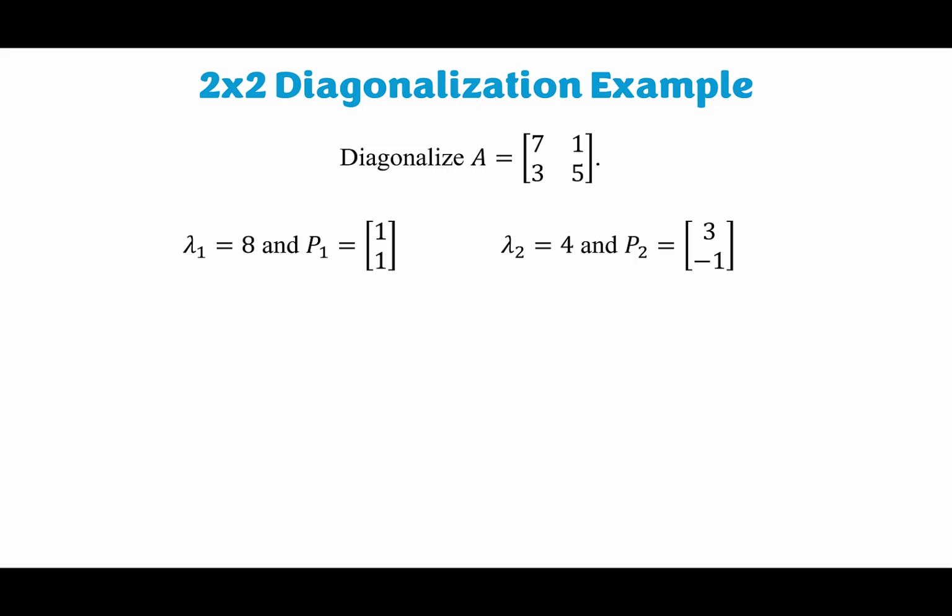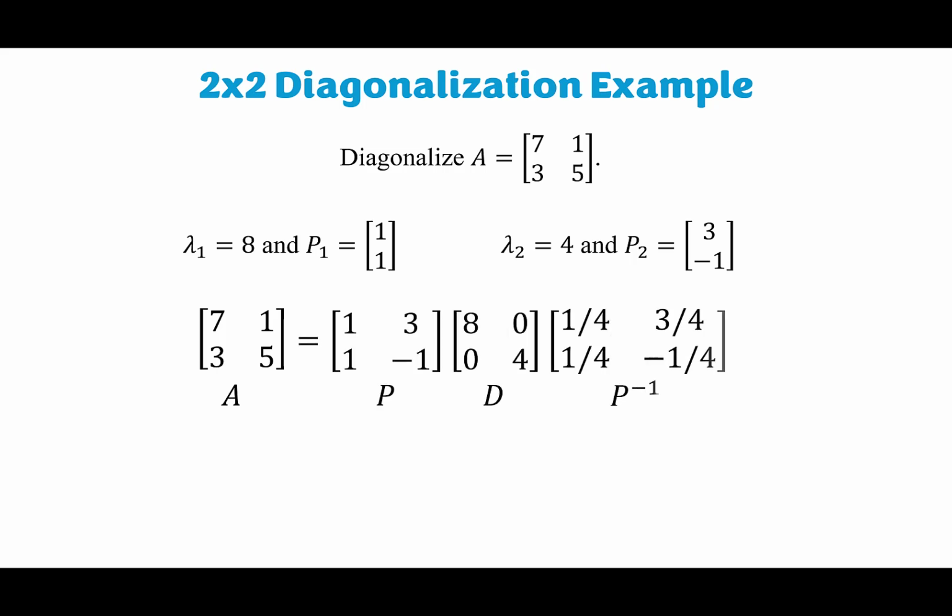All right, so we've already covered how to find those eigenvalues and corresponding eigenvectors. Now, to diagonalize our matrix A, all you have to do is form your PDP inverse. So P, the columns are the eigenvectors. D, the values on the diagonal are the eigenvalues. And then you have to calculate the inverse of P to get P inverse.